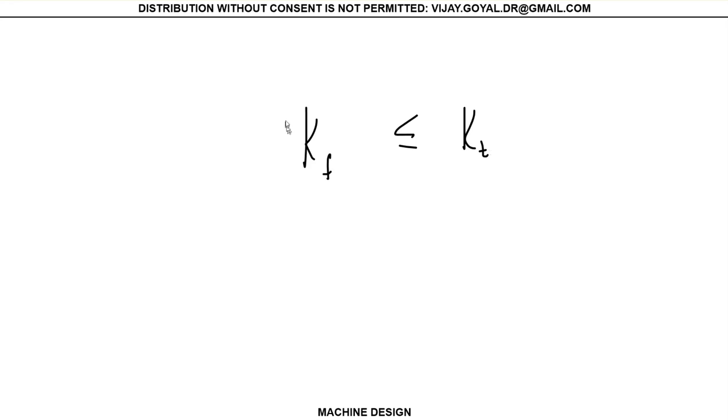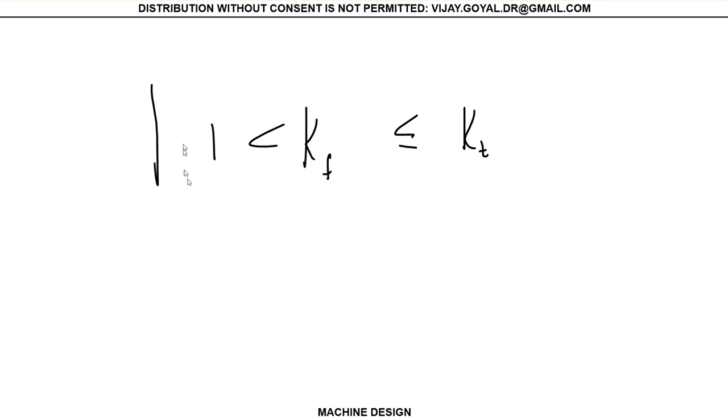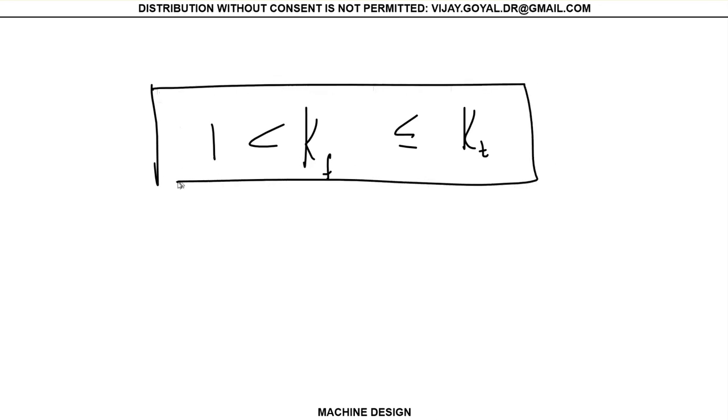KT, and it's going to be bigger than one. You have to keep this in mind. They're always bound by these two values, KT and 1. They can also be equal to 1 if your Q was equal to 0. So this is what we have.